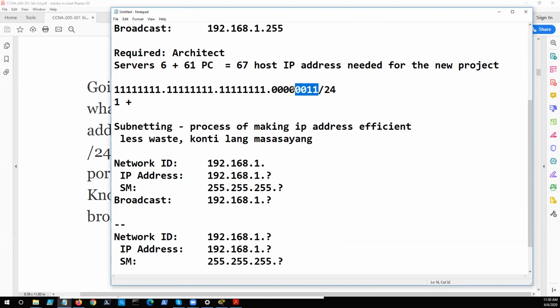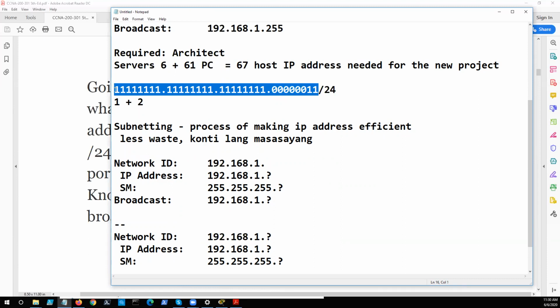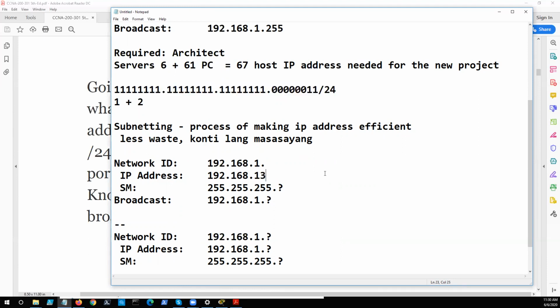1, 2, 3, 4, 5, 6, 7. So, 8 bits. Okay? So, bit number 1, decimal 2. Malinaw. So, pag nakaganyan, ano IP address nito? Tama. So, magiging ganyan yan. 192.161.3. Okay, malinaw.